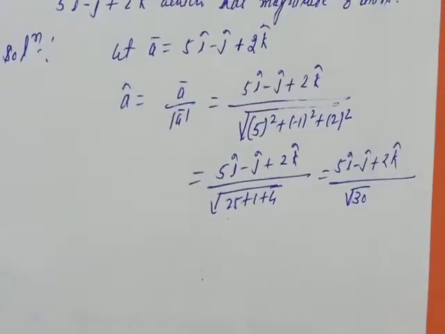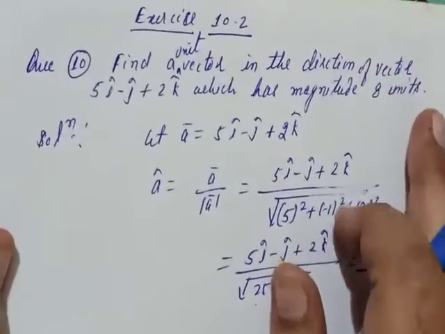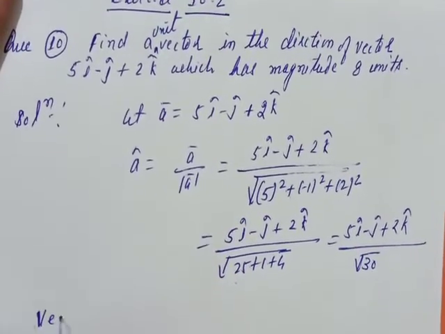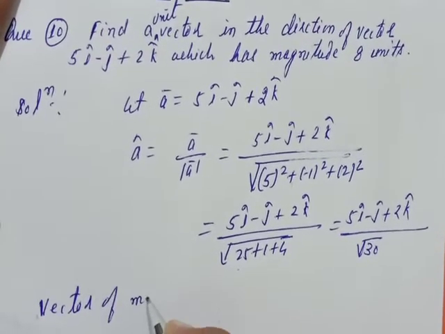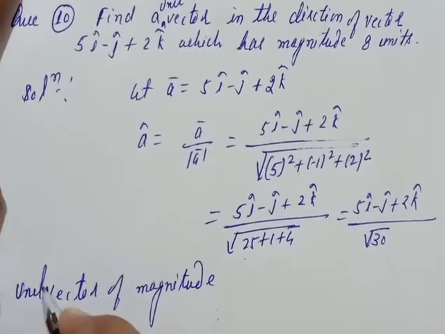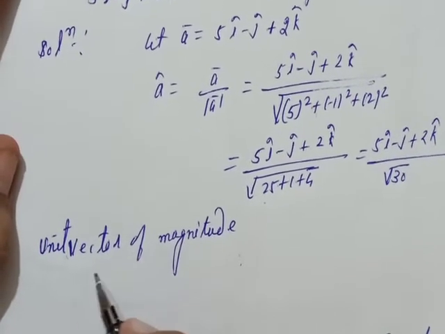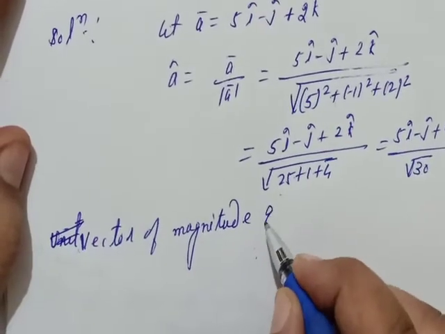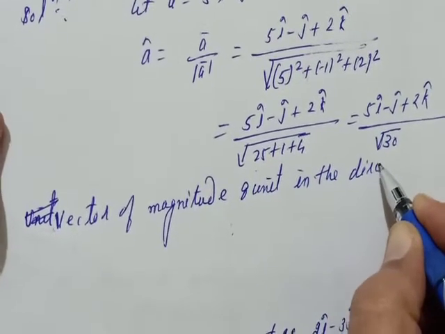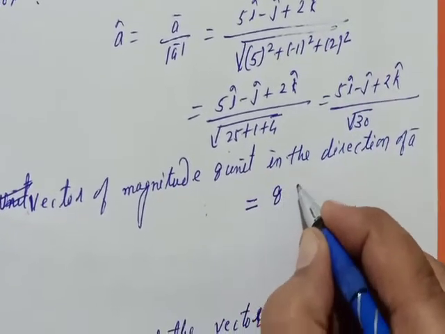A unit vector has magnitude 1, but he is saying you have to find a vector in the direction of this vector A which has magnitude 8 units. So a vector of magnitude 8 units in the direction of vector A will be 8 into unit vector A.